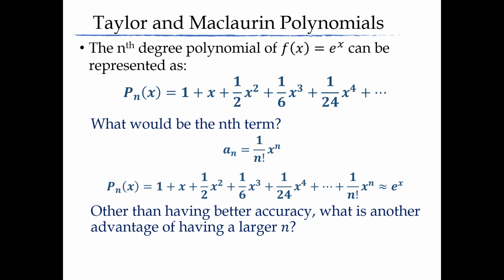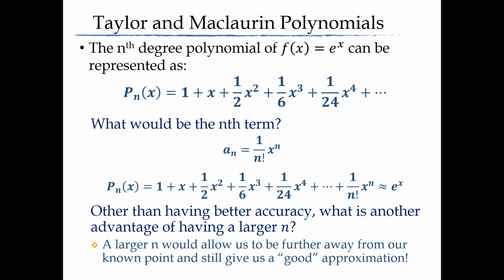Other than having better accuracy, what's another advantage to having a larger n? A larger n would allow us to be further away from our known point, and it would still give us a good approximation. So let's go ahead and define a Taylor polynomial.